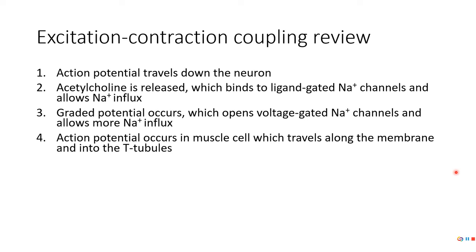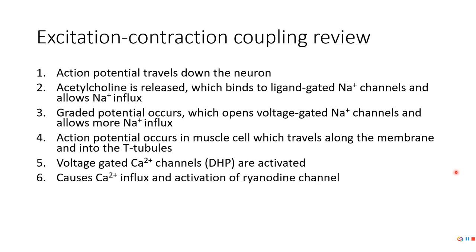This action potential travels along the sarcolemma, or cell membrane of the muscle cell, and then down into the T-tubules. When the action potential goes down into the T-tubules, it activates the DHP receptor, which opens a voltage-gated calcium channel, and this allows calcium influx. The activation of that DHP receptor also activates a ryanodine channel, and that ryanodine channel is on the sarcoplasmic reticulum, which allows calcium to leave the sarcoplasmic reticulum and go into the sarcoplasm.